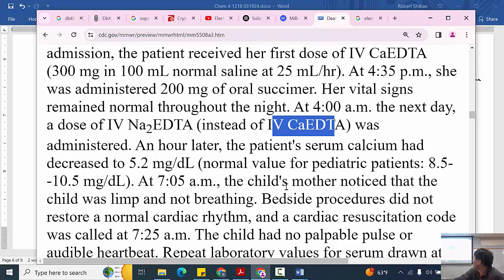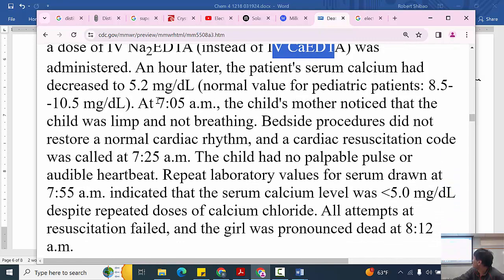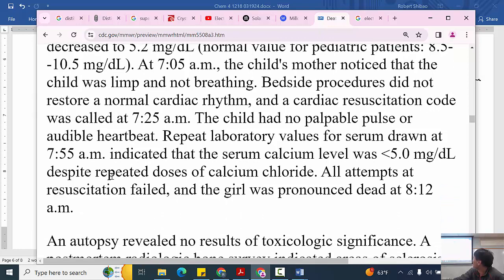At 7:05 a.m., the child's mother noticed that the child was limp and not breathing. At 7:25, a cardiac resuscitation code was called. And then at 7:55, they were continuing to resuscitate. And then at 8:12 a.m., she was pronounced dead. Can you believe that? Just by grabbing the bottle of drain cleaner rather than grabbing the bottle of milk of magnesia.